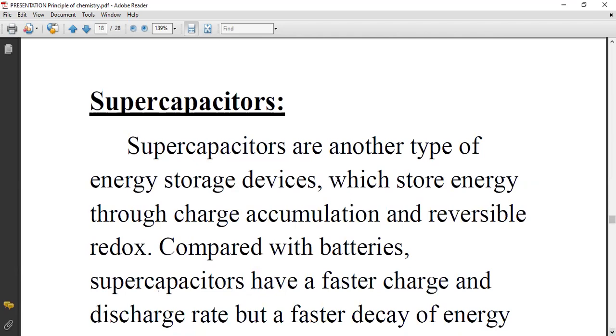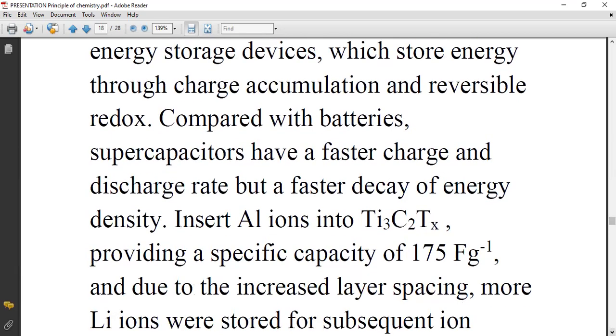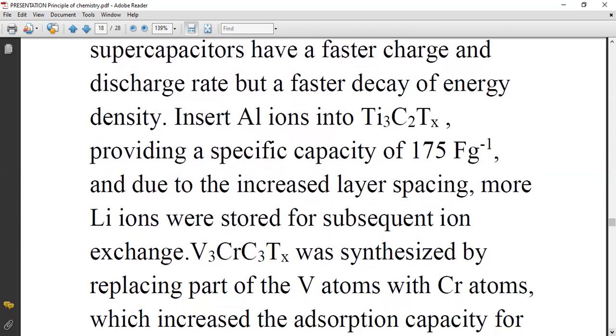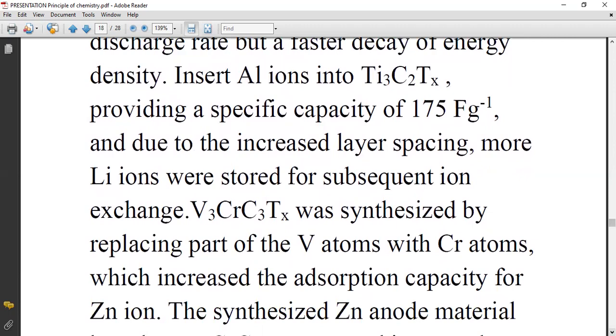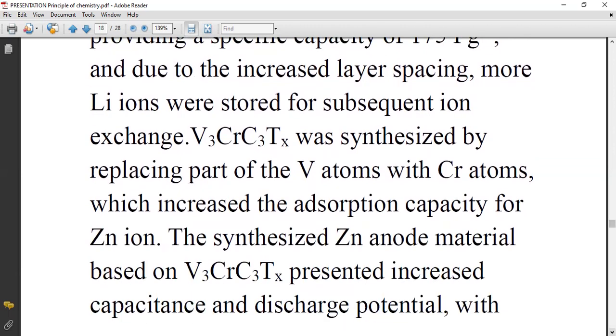Third application is supercapacitors. Supercapacitors are another type of energy storage device which stores energy through charge accumulation and reversible redox. Compared with batteries, supercapacitors have a faster charge and discharge rate but a lower energy density. Aluminum ions were inserted into MXene, providing a specific capacity of 175, and due to increased layer spacing, more lithium ions were stored for subsequent ion exchange.